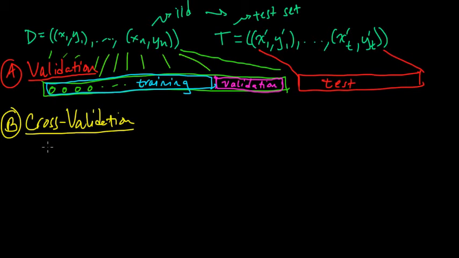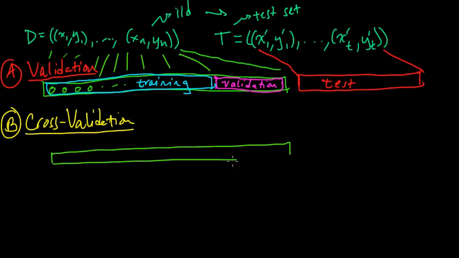So what is cross-validation? Well, we have our data set D here. Let's redraw this down here again. So this is our whole data set, 1 to n. And the first step in cross-validation, step 1, is to randomly permute the data.